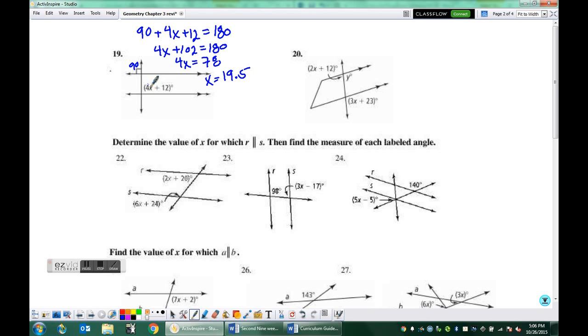Okay. When I go to plug in, I've got 4 times 19.5 plus 12 is going to be 90 degrees. Okay.